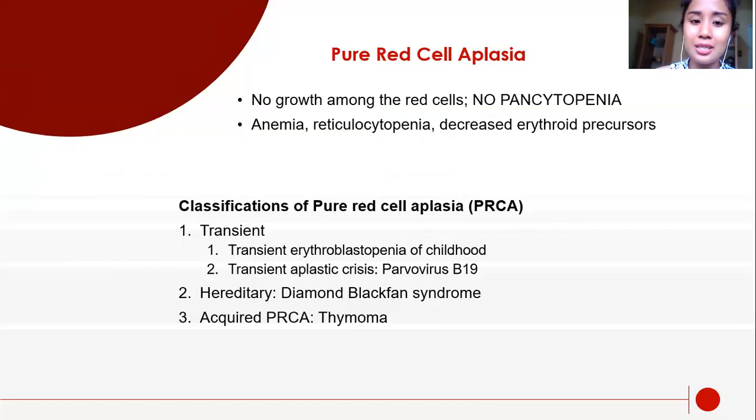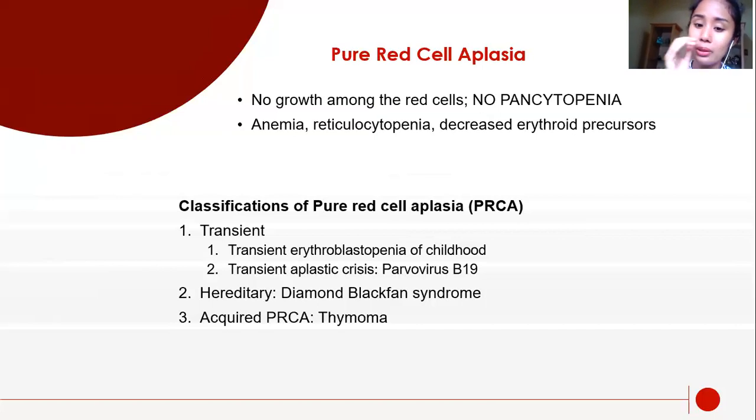So, expect class na may anemia, reticulocytopenia. How can you make red blood cells? Diba? Wala kang reticulocytes, decreased erythroid precursors. Yeah? Wala. Pure red cell aplasia.